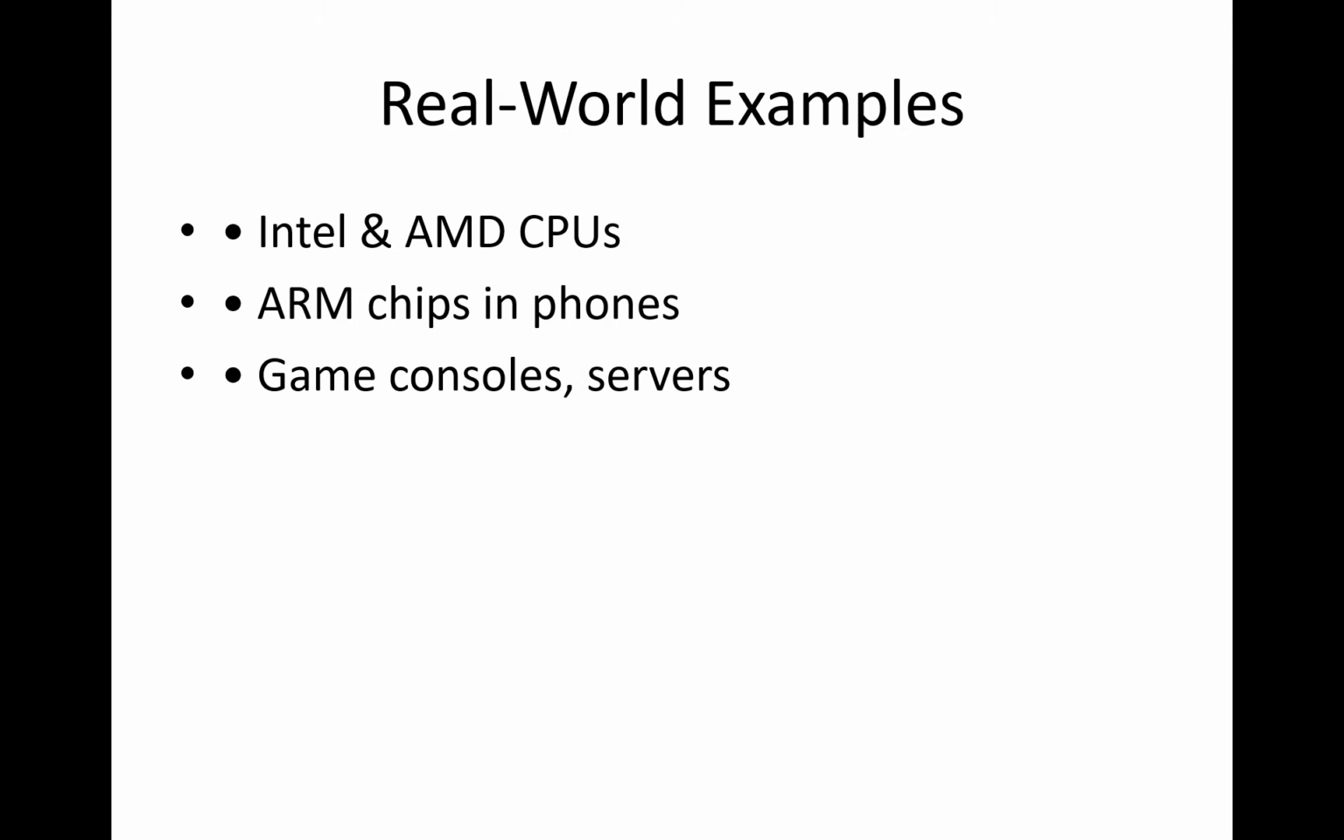And then we have real world examples like the Intel and AMD CPUs. They use L1, L2, and L3 caches in modern CPUs. Then we have the ARM processors, mostly used in our phones, which use efficient caching for low power. And then we have gaming consoles, which rely on smart caching for performance.